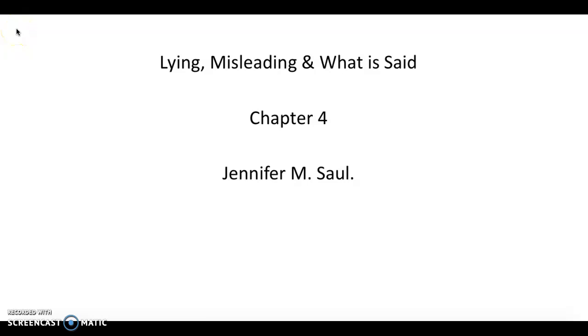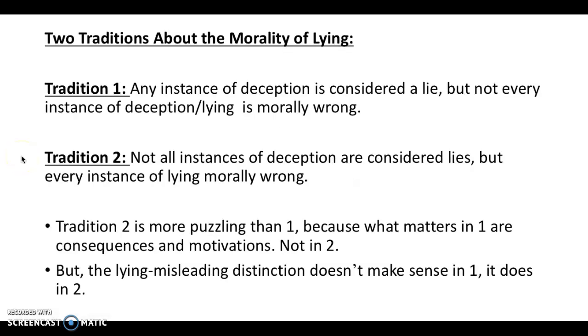In this video, we're going to go over Chapter 4 of Jennifer Saul's Lying, Misleading, and What is Said. So, Saul takes there to be two traditions about the morality of lying, two general traditions. Under the first tradition, any or all instances of deception will be considered lying, but not every instance of deception or lying is going to be morally wrong.